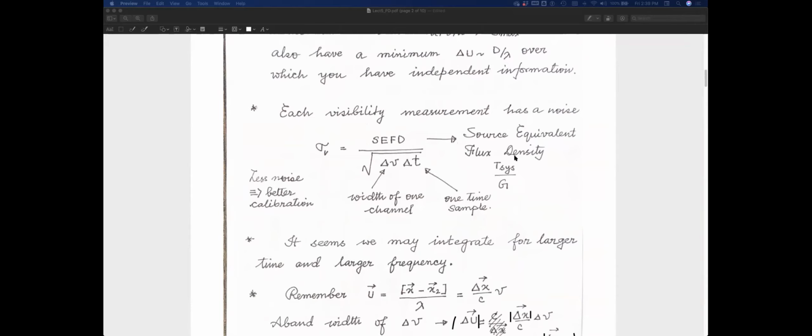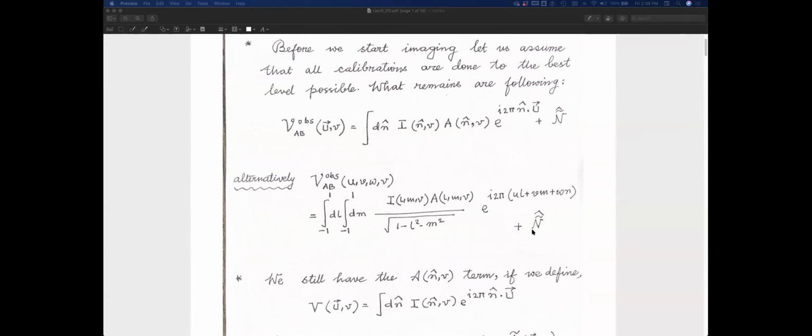So SEFD is nothing but the total system temperature divided by the gain of the antenna. And then in the denominator, you have the width of each frequency channel where the visibility is measured and the time integration over which the visibility is measured. Remember that we have discretized the visibilities in time also, and the delta T is that time interval. So this is the noise. And as you can see, if I increase delta nu or increase delta T, I will have less and less noise in each visibility. So just let me remind you, that is the noise term which is coming with each visibility.